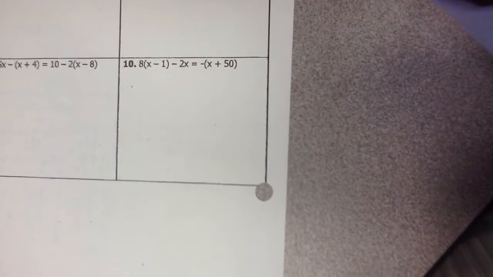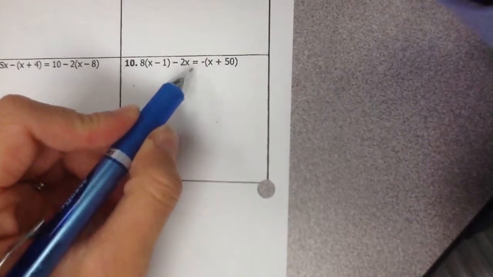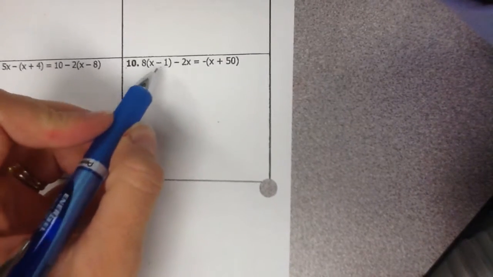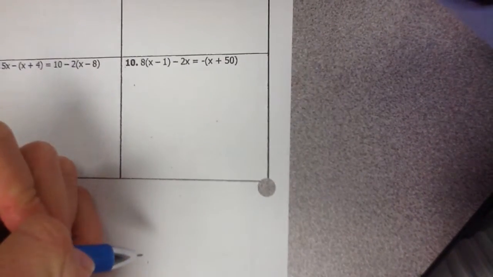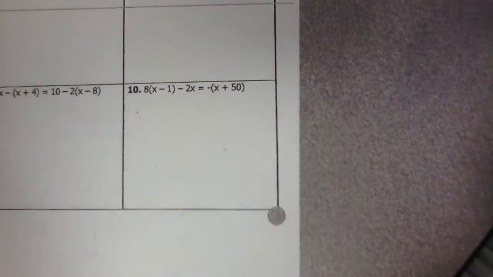Let me show you one more on the back. Let's look at problem number 10. The part that's different about problem number 10 than problem number 6 is this extra 2x. Do you see how I'm going to have to combine like terms after I distribute? That's going to use all 4 steps that we wrote down in our notes page.